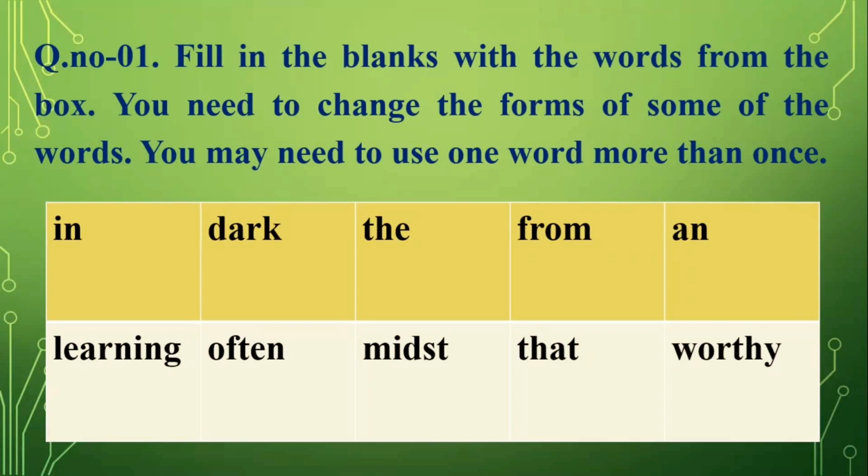a box for your answer. In the box, you will get some words. Sometimes it can be 10 or sometimes it can be 6 or 7. Then you need to use one word more than once. So first of all, we will read the words from the box.